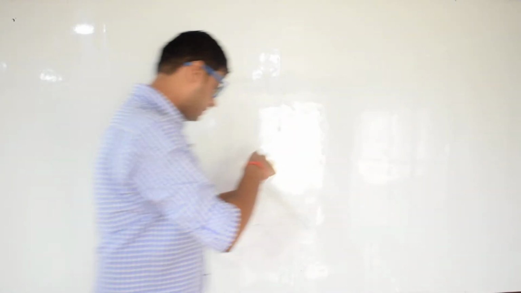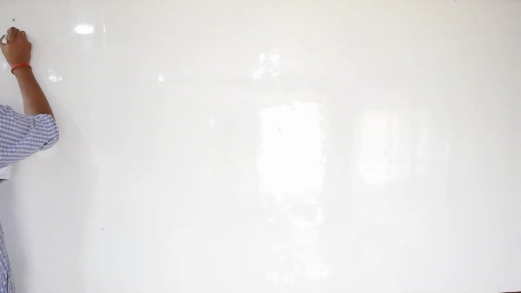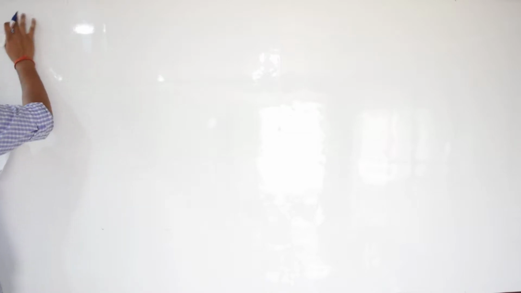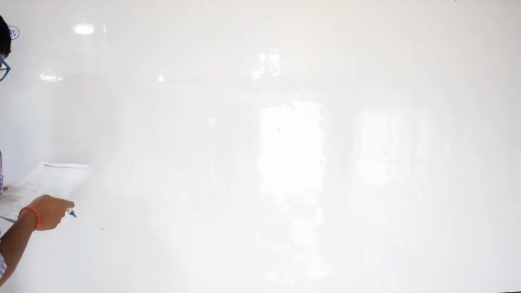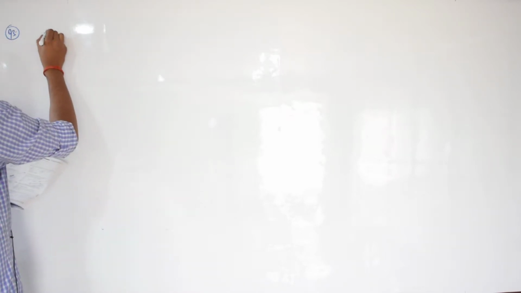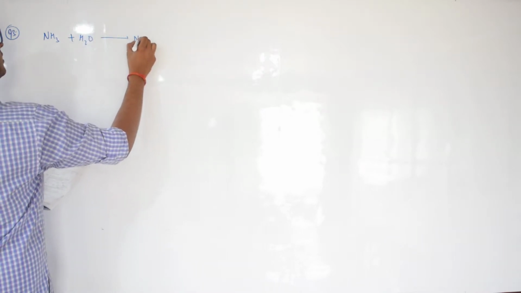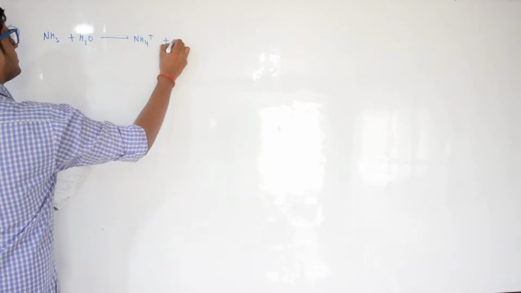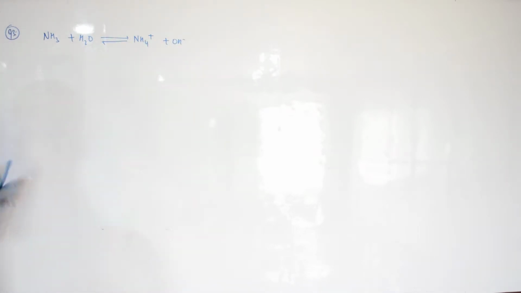Next is question number 93. What molar concentration of NH3 provides OH minus concentration of 1.5 when Kb is given as this much? When NH3 is dissolved in water, it forms ammonium ion plus hydroxyl ion. This is the dissociation.